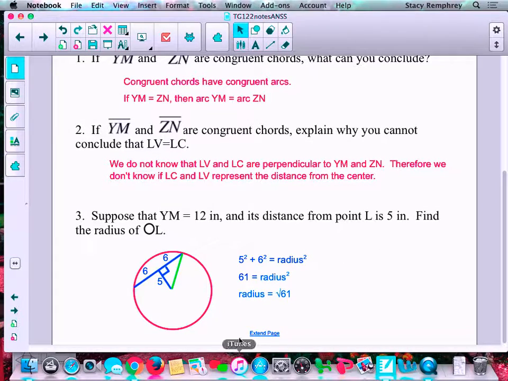All right, down here I kind of drew a separate circle since I knew we couldn't see the top. Suppose that YM is 12 and its distance from point L, which is the center, is 5 inches. So you can see I drew that here and labeled it. And since this is perpendicular from the center, it is dividing the chord in half, so these segments are 6 and 6. Find the radius of circle L. Well, I drew the radius here in green. Now you could have drawn that anywhere. I chose to draw it here because that helped me form a right triangle. And once I've got the right triangle, I can use the Pythagorean theorem, which you can see I used here, and get your answer.